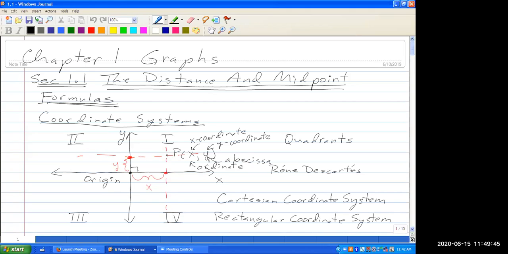The distance and midpoint formulas. So, a coordinate system. First, take a line and draw it on the plane. Any line, just draw it on the plane. We'll call that line the x line or x-axis.